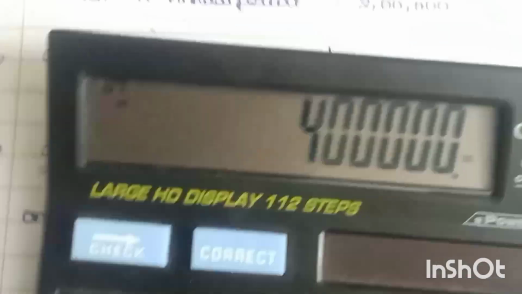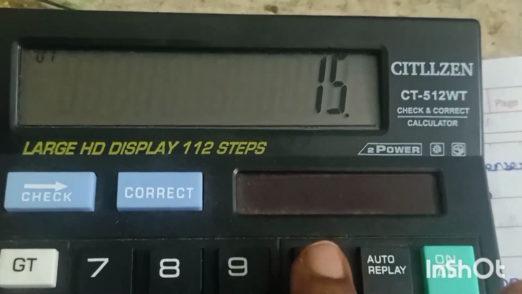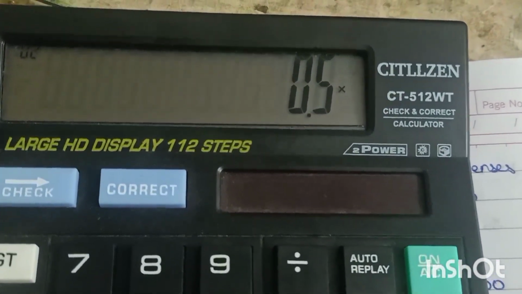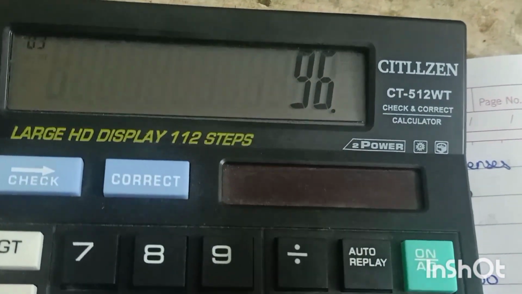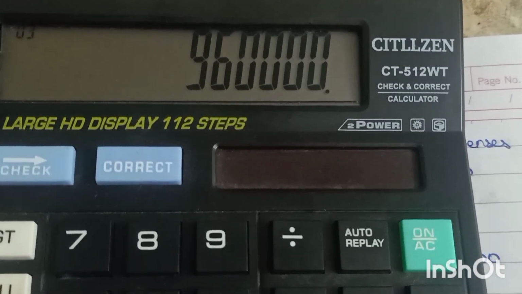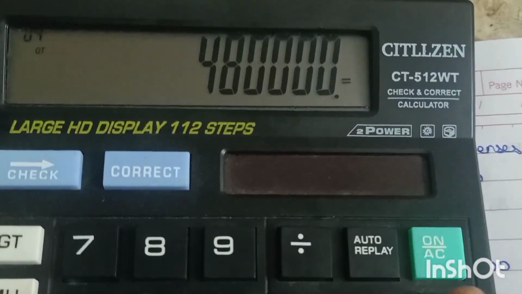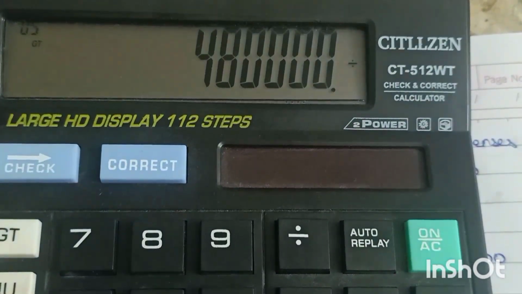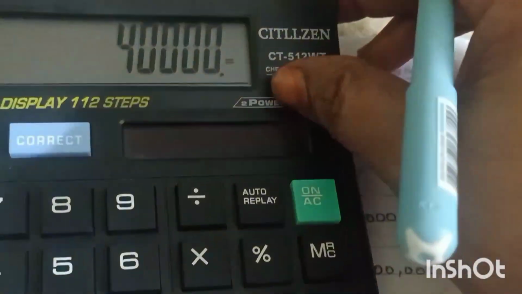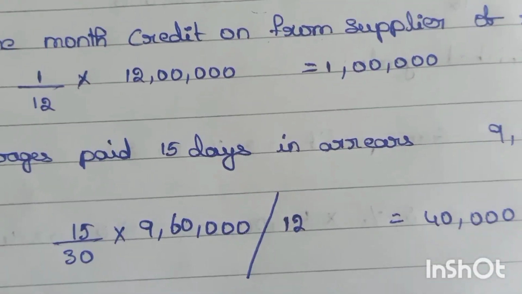You can see the calculation if you have any doubt. 15 divided by 30 is 0.5, into 9,60,000 is equal to 4,80,000. We have to divide again by 12, because 12 months, and it is equal to 40,000. Is the calculation clear? We will get 40,000.